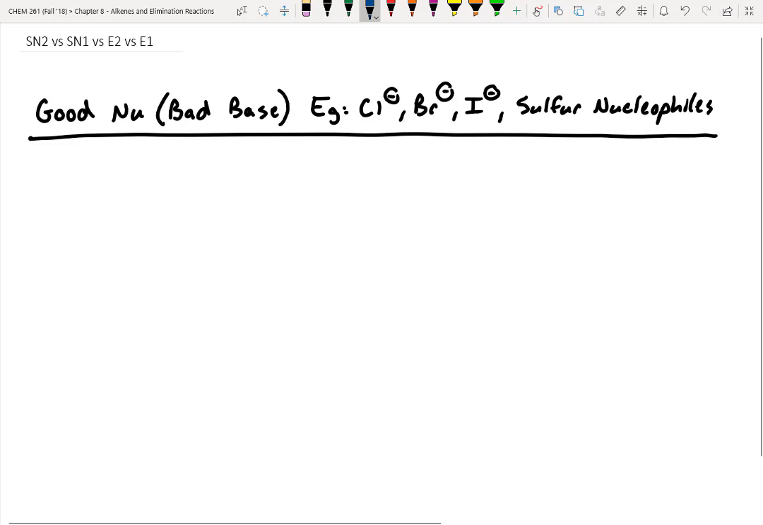No, because we simply don't have a good base, right? So not likely to do E1 or E2, simply because we don't have a good base. In order to do elimination, we need to have some sort of base around. We clearly said that these are bad bases.